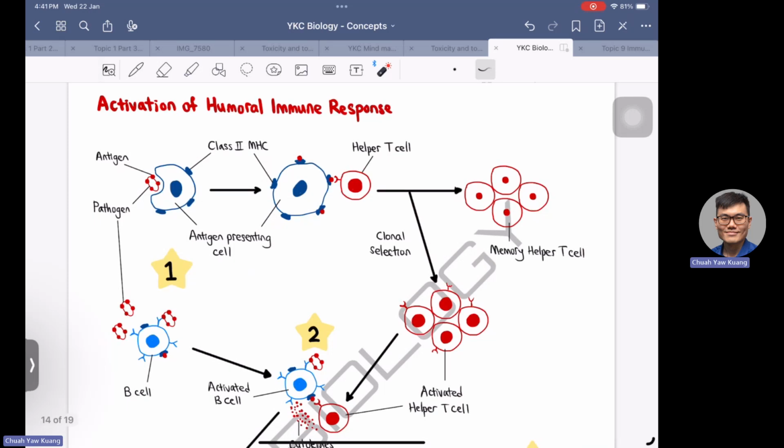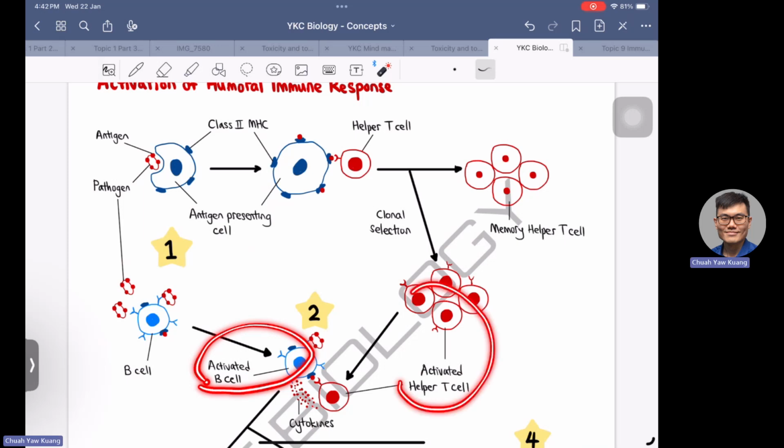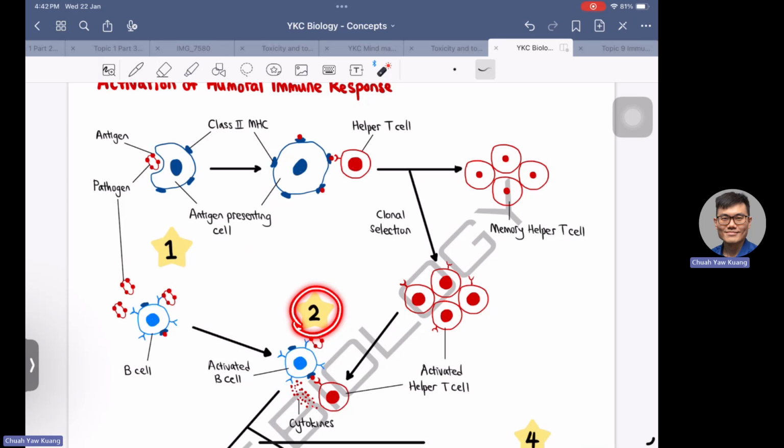At the same time, the same pathogen with the same antigen will be binding to the antibody on the B cell. And this antibody is normally the IgD or the B cell receptor. So the antigen will bind to the antibody on the B cell and thus activate the B cell. Then after this, when we have the activated B cell and also the activated helper T cell, next we will move on to step number 2.